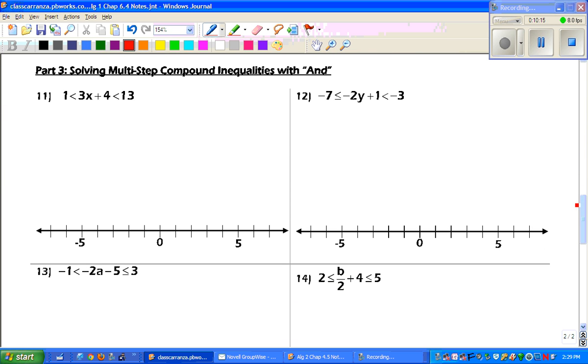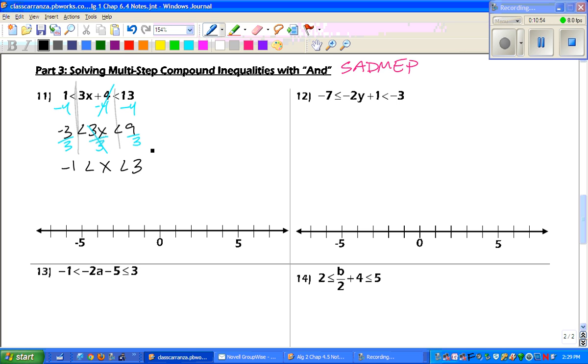Now, solving compound inequalities. Anytime we're solving, we need to solve following the rules of SADMAP. Everything's the same thing. Get rid of the addition first. You get negative 3, 3x, and then 9. To get the x by itself, you divide by 3. And you get negative 1 less than x less than 3.